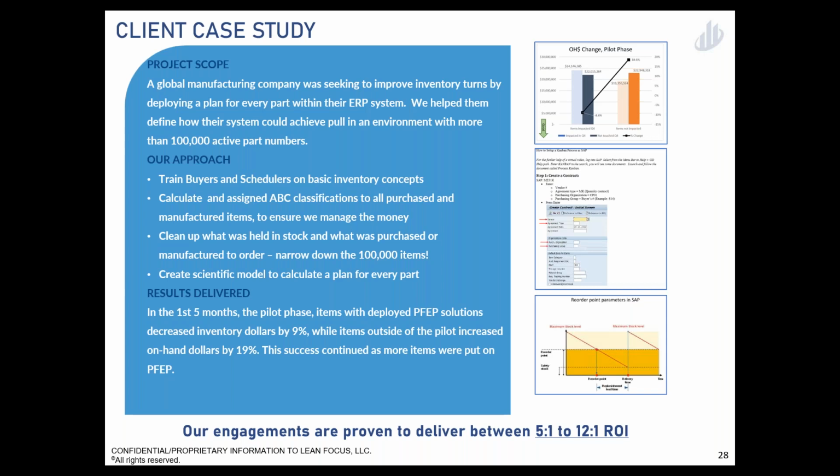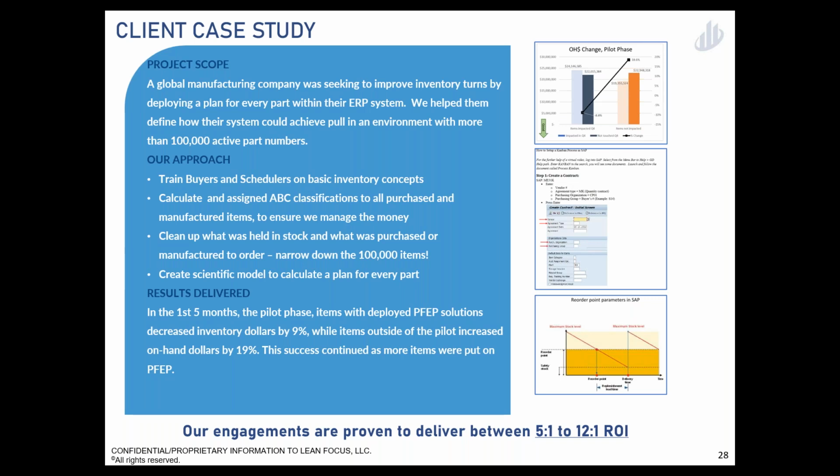All right, let's talk about a quick case study. We helped a global manufacturing company that had multiple sites. They really needed to improve their inventory turns. And so what they wanted to do was do a plan for every part, PFEP, in their ERP system. They managed more than 100,000 active part numbers. They could not do this with manual Kanban. They had a seasonal business. There was no way they could resize manual Kanban to fit their seasonal needs.